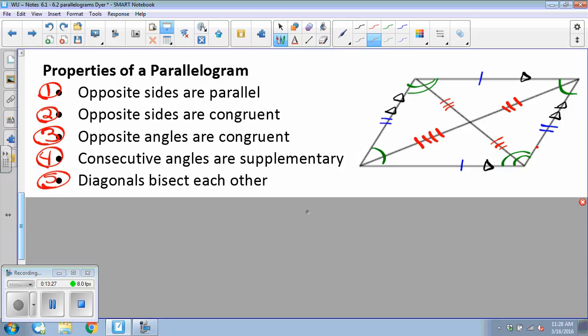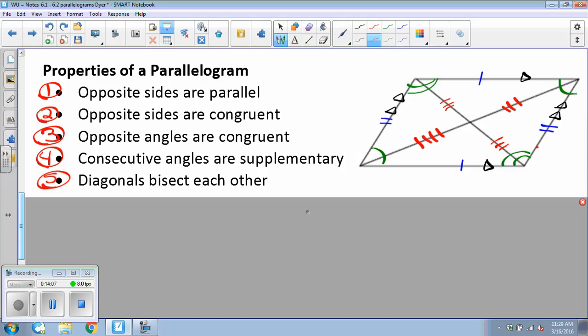Now, any questions so far? Okay. Now, they may give you a figure. This isn't actually on your homework, but you may see this. They may give you a figure, and then they give you some information. And they say, based on that information, does that mean that it's a parallelogram? There are certain conditions that have to hold true in order for it to be a parallelogram.